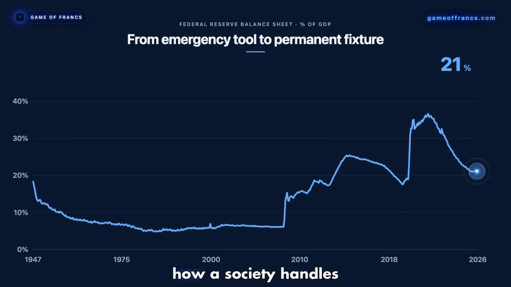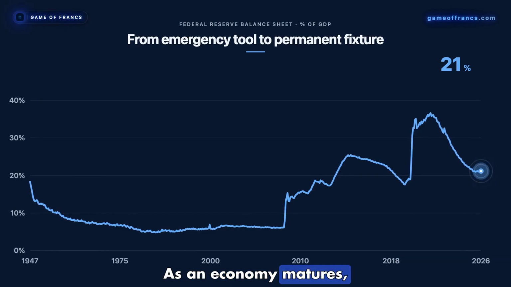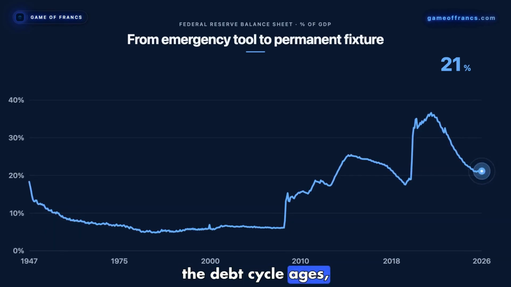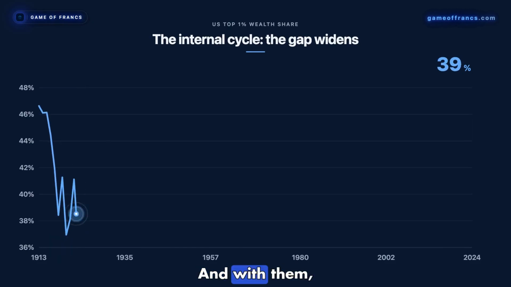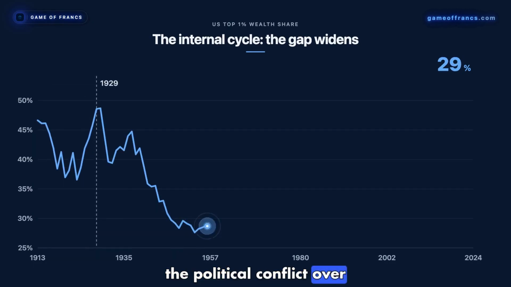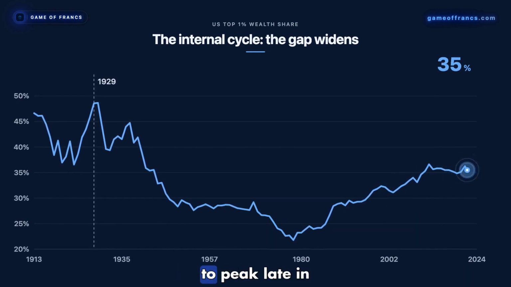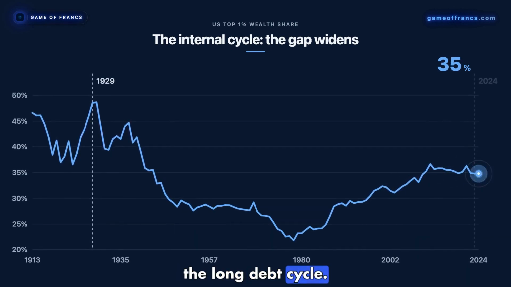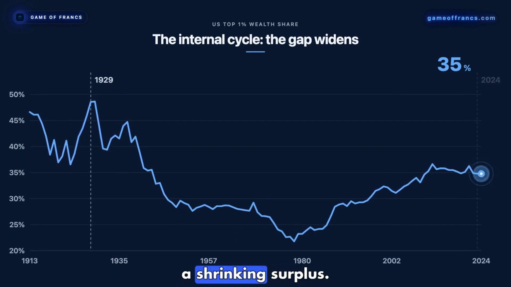The next cycle decides how a society handles the strain. As an economy matures and the debt cycle ages, wealth and opportunity gaps tend to widen, and with them, the political conflict over how the pie is divided. Internal disorder tends to peak late in the long debt cycle, precisely when a slowing economy sharpens the fight over a shrinking surplus.